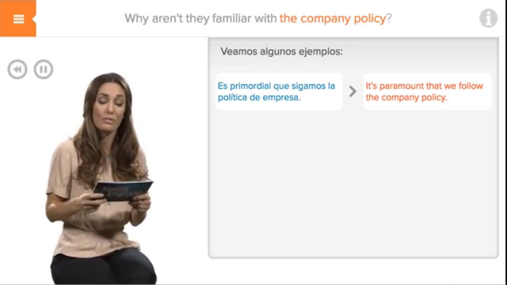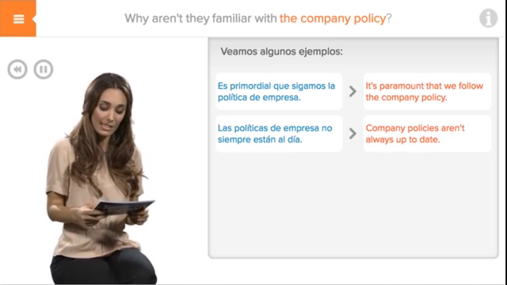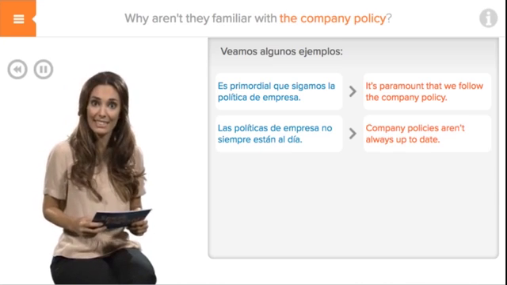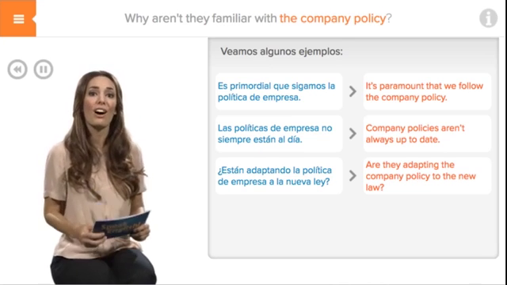It's paramount that we follow the company policy. Company policies aren't always up to date. Are they adapting the company policy to the new law?